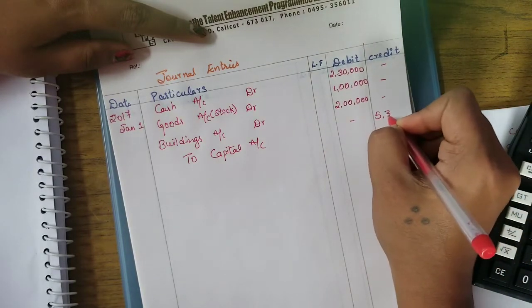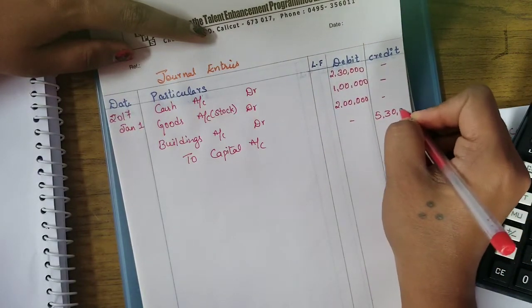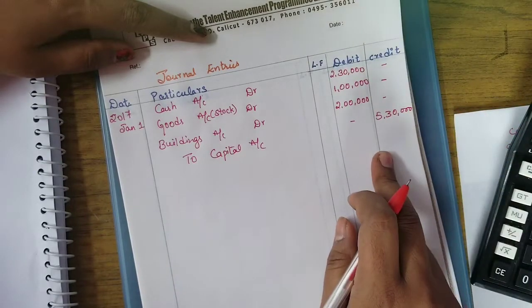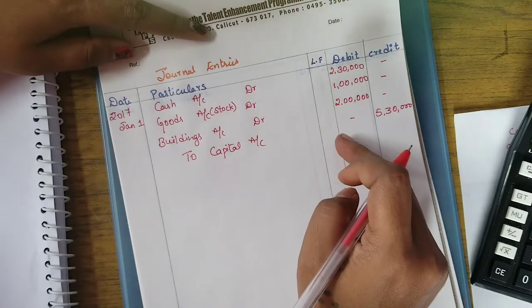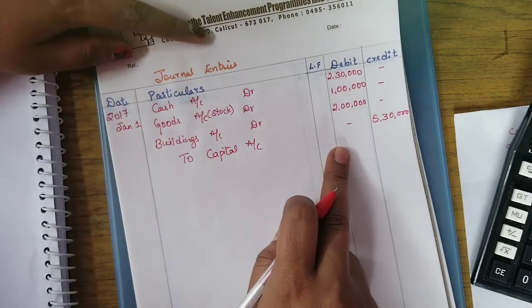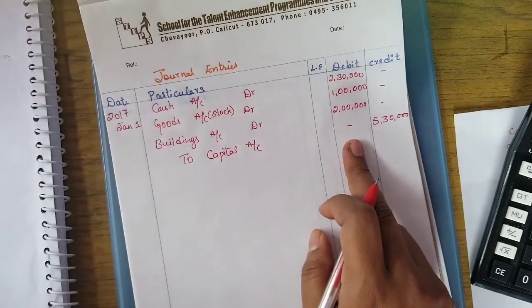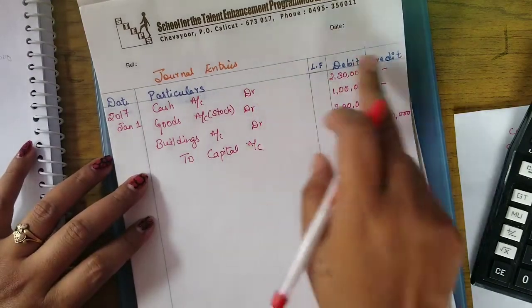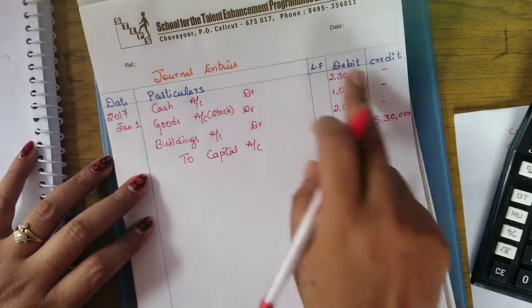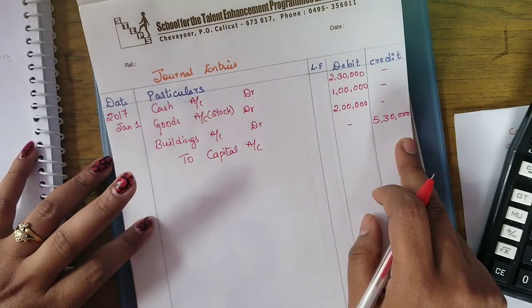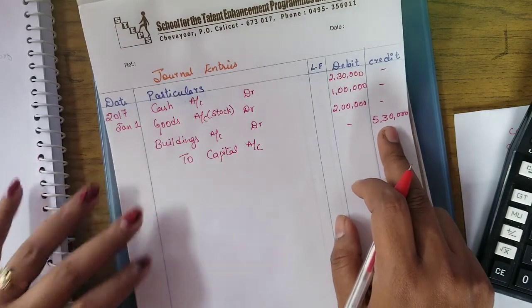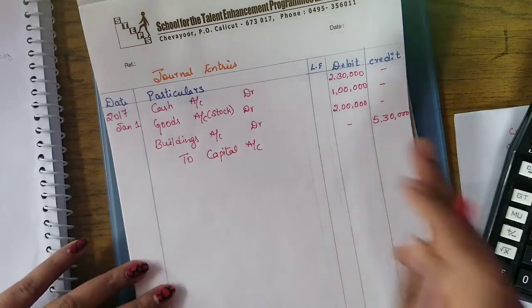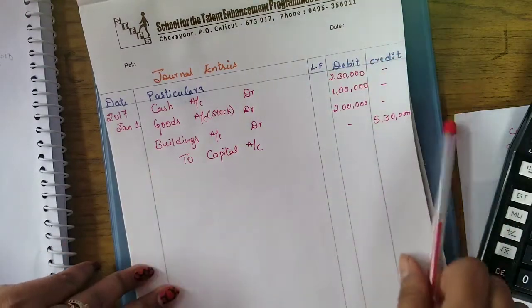So 5,30,000 will be your capital total all together, because all these three items you are using to start up a business. These three assets you are using to start up a business. So the total of all three will become the total of capital. The total capital that you have invested is 5,30,000. Now we need to write the narration.